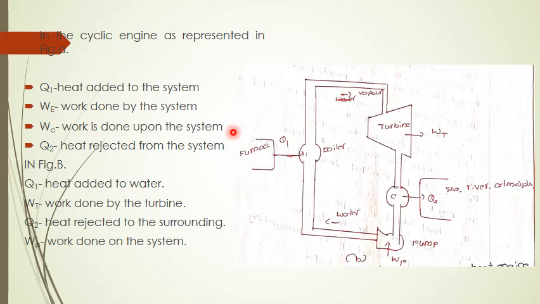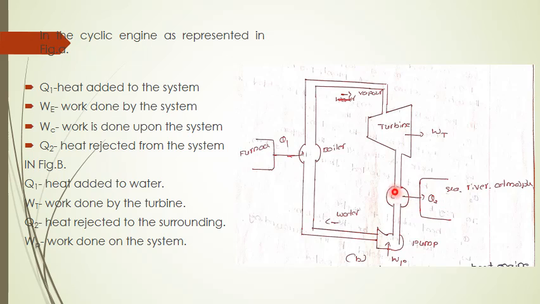Then WC, work is done upon the system. This is the turbine, work is done by the system. Then WP or WC, so work is done upon the system. So using the pump or compressor, we will add the energy, or work is done on the system. So Q2 is heat rejected from the system. You can see here, heat is rejected from the system.